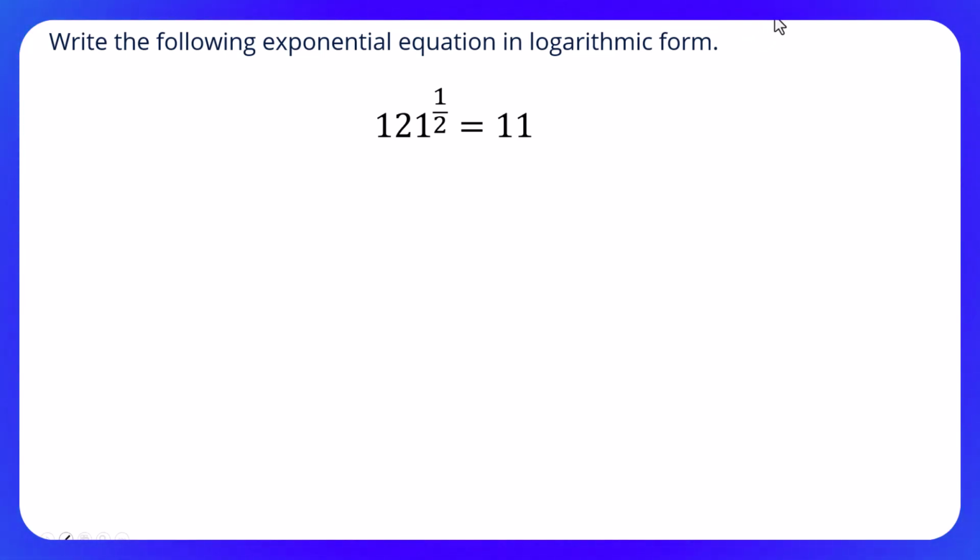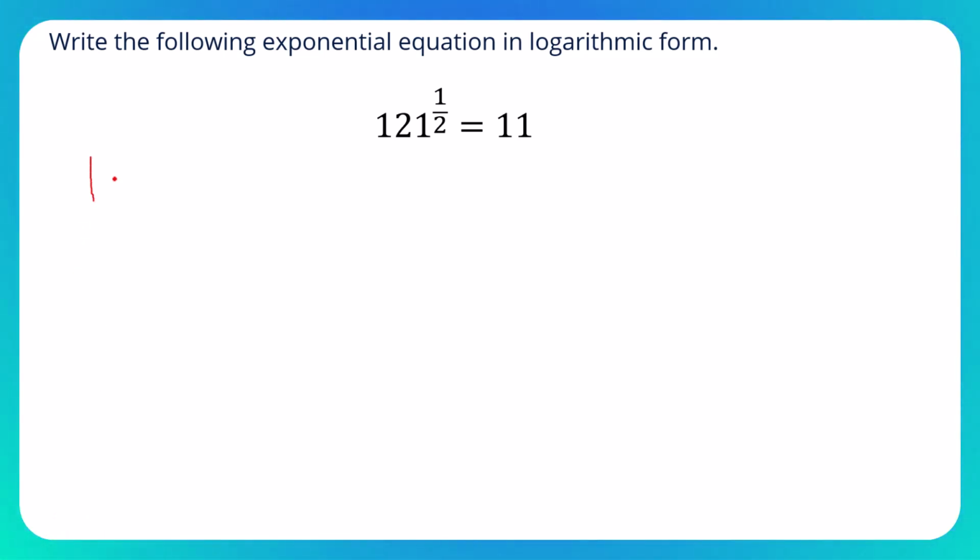Okay, we're asked to write the following exponential equation in logarithmic form. All right, we're going to use that same hamburger helper method. Start with log. Our base is going to go down a little bit below the line. The base is what we're always raising to a power. So our base is 121. Okay, then we're going to put our answer right here. Our answer is 11. So we start with 121, go around here, pick up 11.